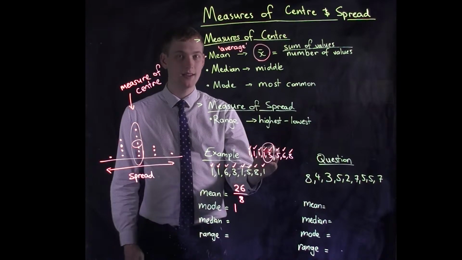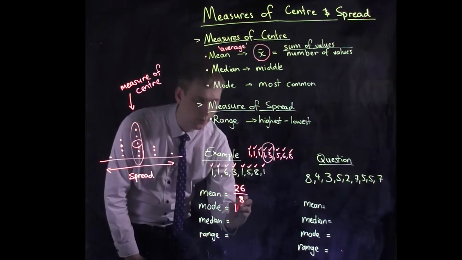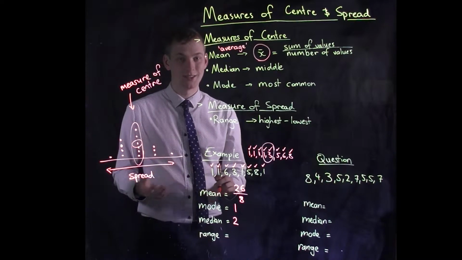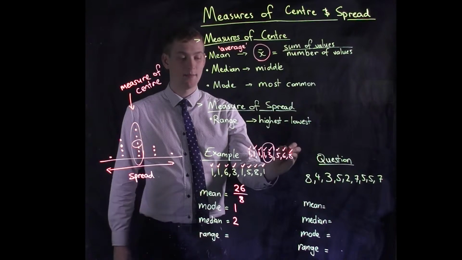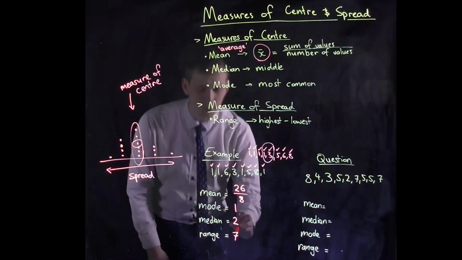But because we have 2, we have to find the average of these 2 numbers. So we add them together and get 4 and then divide it by 2. Because there's 2 numbers, so we get 4 divided by 2, which is 2. So our median value there is 2. Finally, our range, we're going to take our highest number, 8, minus our lowest number. So we get 8 minus 1, which is 7.